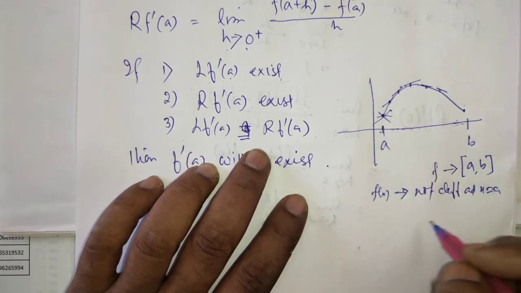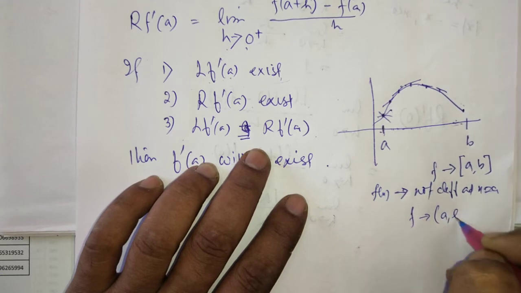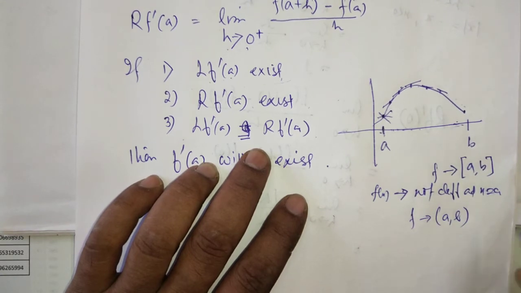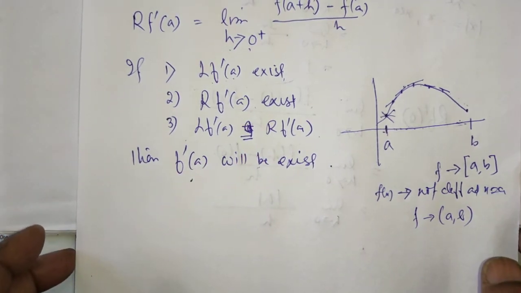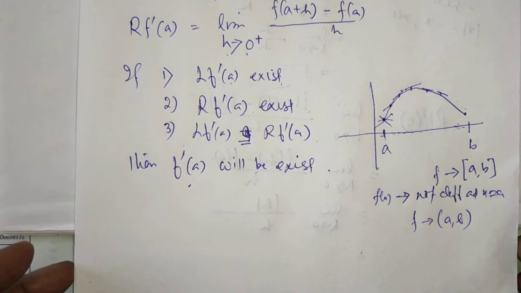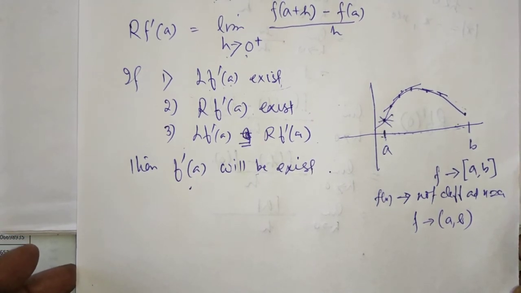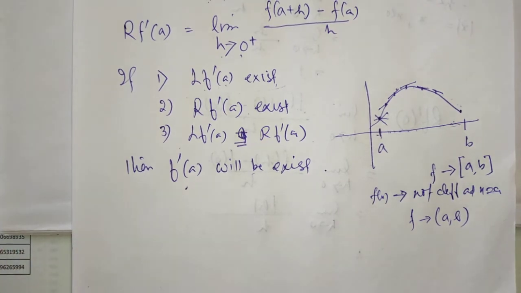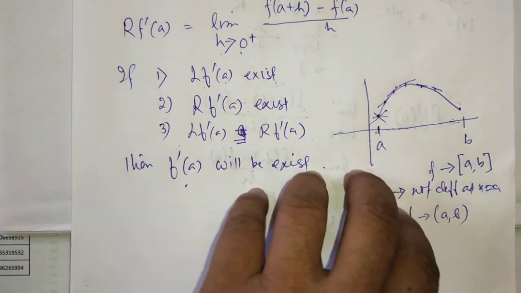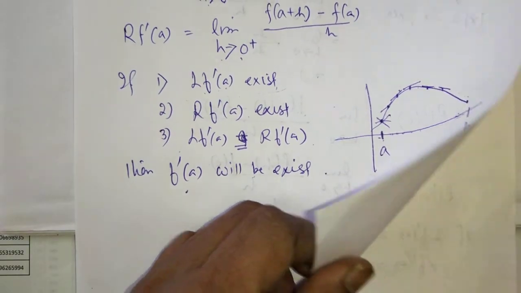Clear? That means f is differentiable where? In the open interval, excluding the end points. So this is the existence of the derivative at a particular point. Let us solve one or two problems, then more clarity will come. You will understand better. So we start with a very easy and simple problem, and then we solve two or three more problems today to complete the chapter.